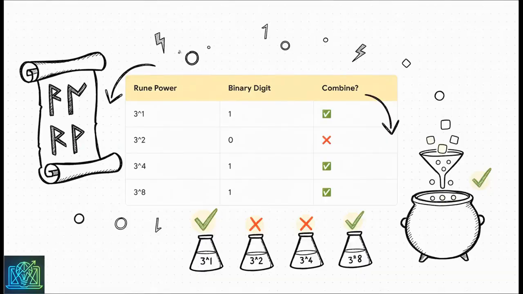Okay, this is where it gets really cool. Let's decode this recipe together. We're going to read that binary number, 1101, from right to left. So each digit corresponds to one of our runes. That first digit on the far right is a 1, right? That means, yes, we need this rune, which is 3 to the power of 1. Simple enough. Okay, next digit is a 0. That's the scroll telling us, nope, skip this rune. So we ignore 3 to the power of 2. The next two digits are both 1s, so you guessed it, we need the rune for 3 to the power of 4 and the rune for 3 to the power of 8. See? The binary number is literally a checklist telling us exactly which ingredients to use for our spell.